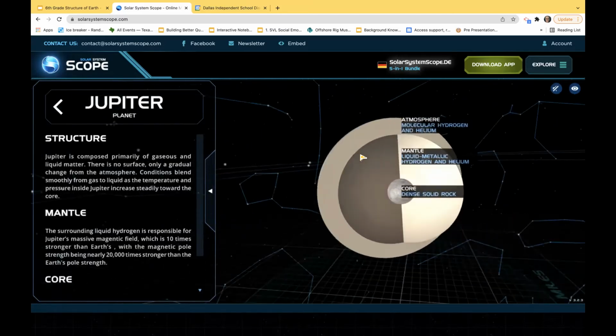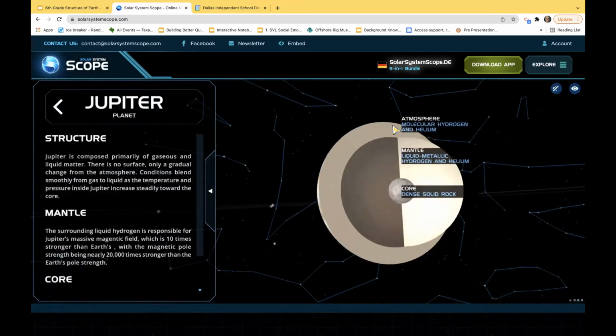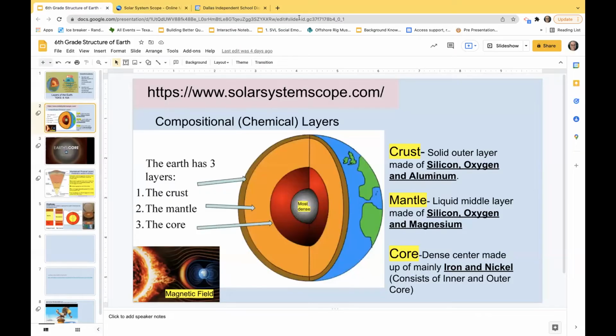You can see here, I just pulled up Jupiter really quick. Notice its atmosphere. Instead of having a crust, it has a thick atmosphere. It has the mantle and a core as well. So you guys can explore that. I'm going to bring us back to our slide presentation.